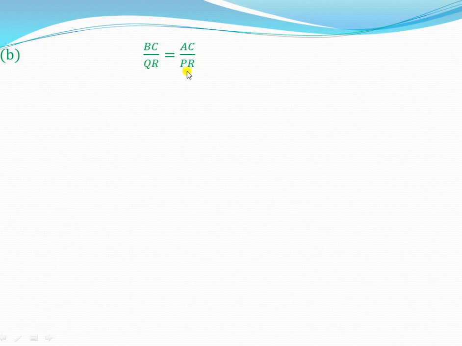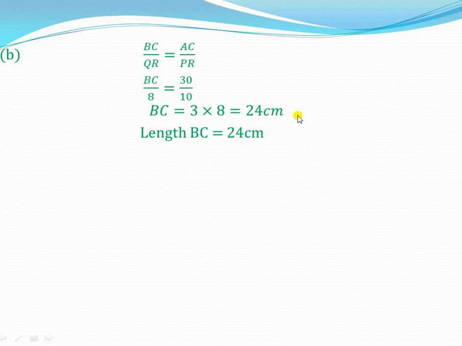You also know QR. So when you substitute, QR is 8 centimeters, SC is 30 centimeters, and PR is 10 centimeters. This will give us 3 if you divide 30 by 10. And after that, we simply multiply through by 8 to give us 3 times 8, which gives us 24 centimeters as our length BC. So the conclusion is that our length BC is actually 24 centimeters.